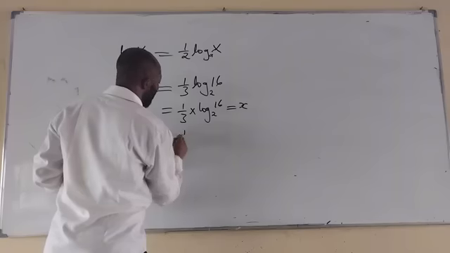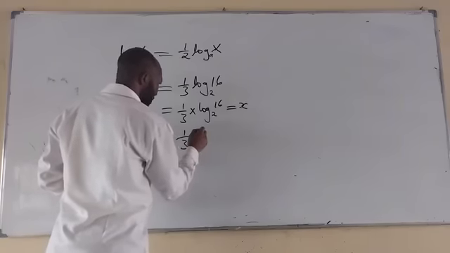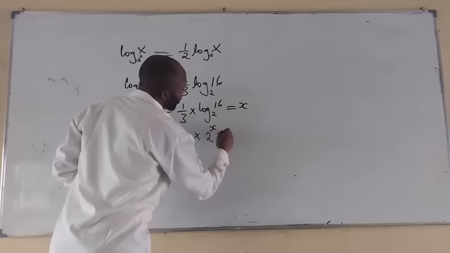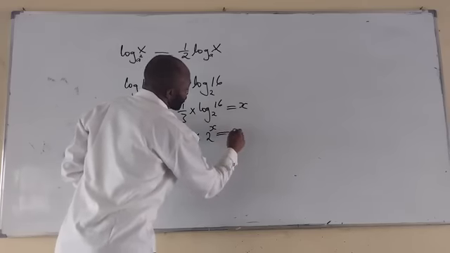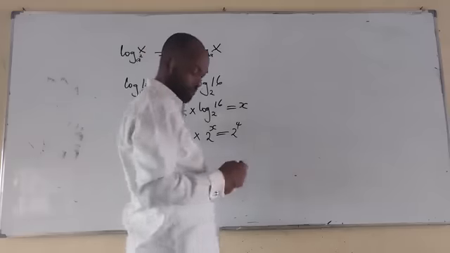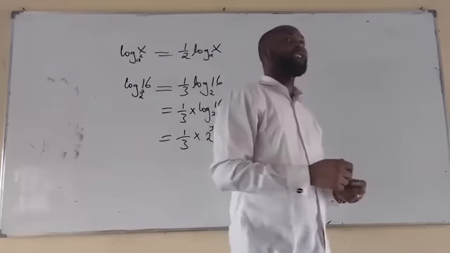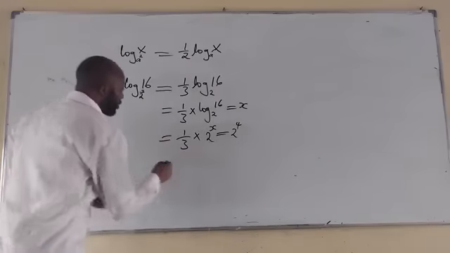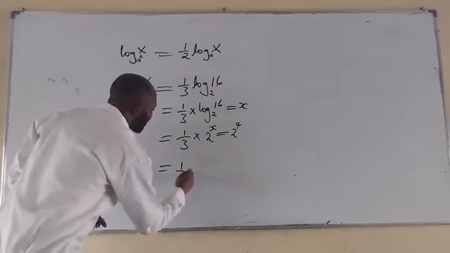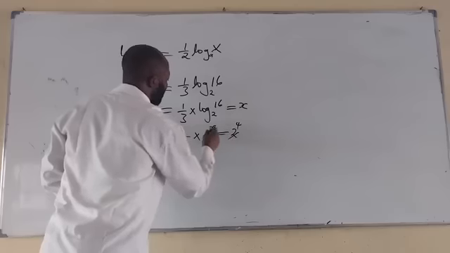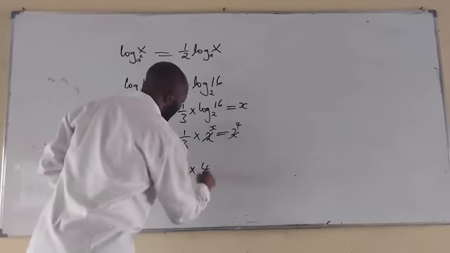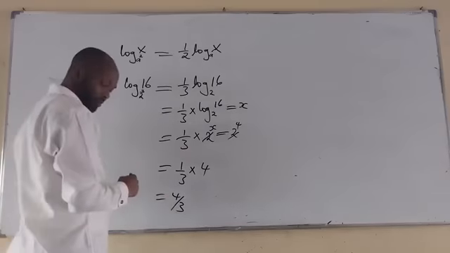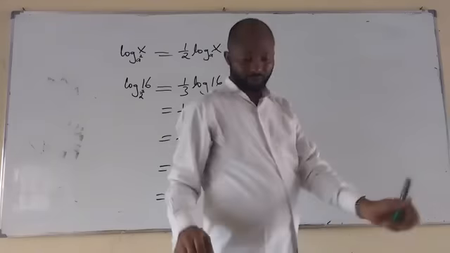And this is 1 over 3 times 2 raised to the power of x is equal to 16. 16 is 2 raised to the power of 4. And if that is true, I can easily cancel out. So this becomes 1 over 3 times, this cancels out, and my x is equal to 4, times 4. And this becomes 4 over 3.